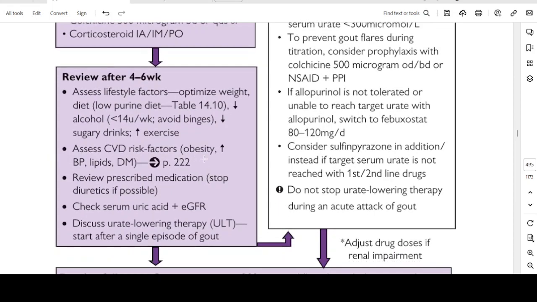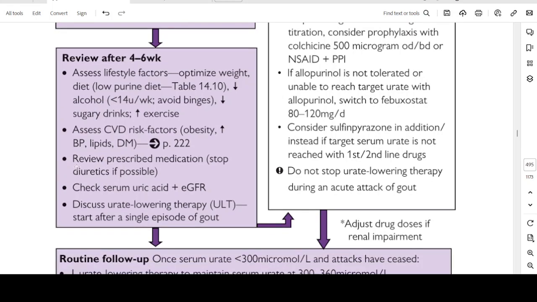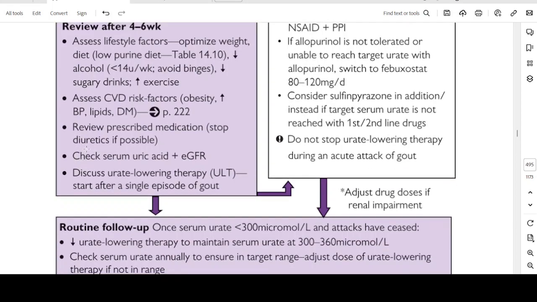Assess the CVD risk factors like obesity, high BP, lipids and diabetes. You have to check everything and review prescribed medication. Stop diuretics if possible, because diuretics cause decreased secretion of uric acid, causing hyperuricemia. Check the serum uric acid plus eGFR levels. Discuss the urate lowering therapy. Start after a single episode of gout. So if you're having a gout episode, then you have to start a urate lowering therapy.